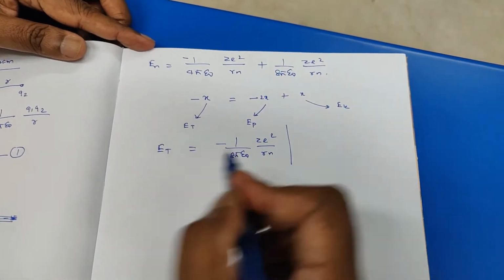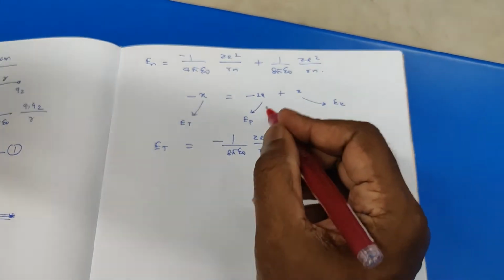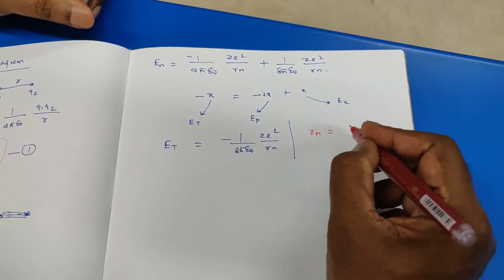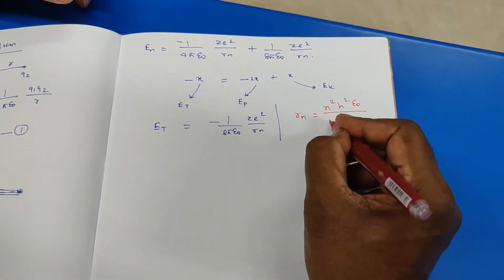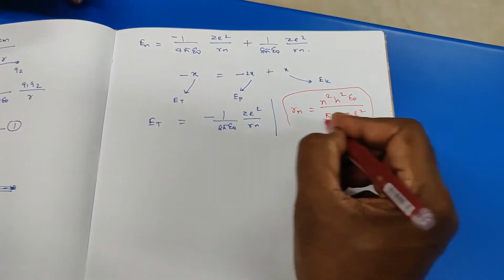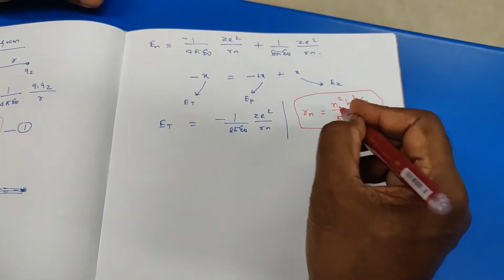Another thing, the radius of the nth orbit, you would have studied before this calculation. Radius of the nth orbit is n square h square epsilon naught by pi m Z e square. You should know this derivation of the radius. That we will try to discuss in a different video.